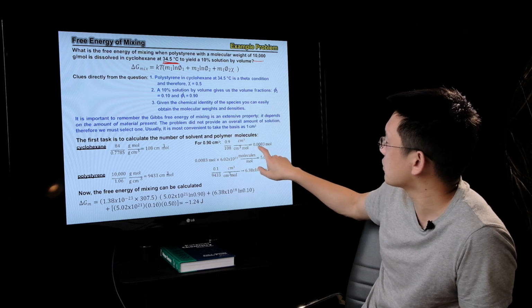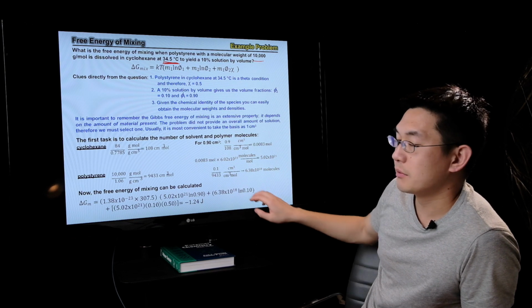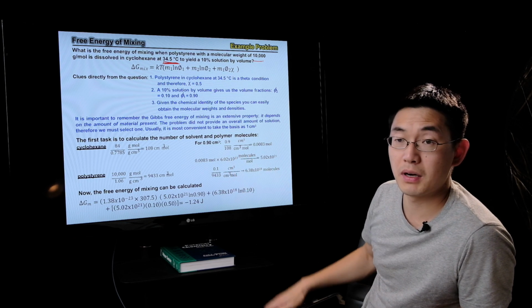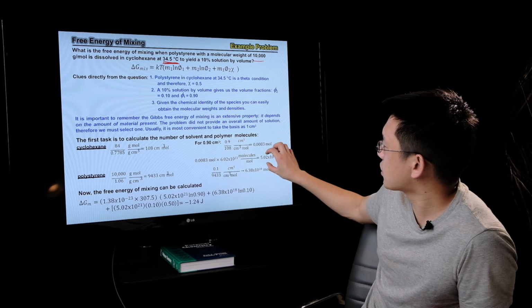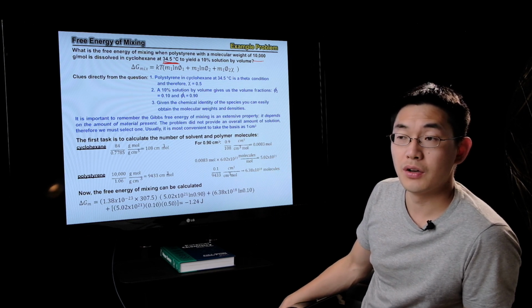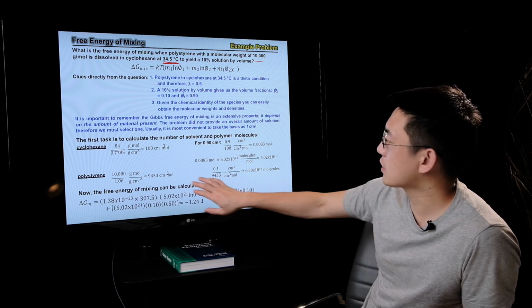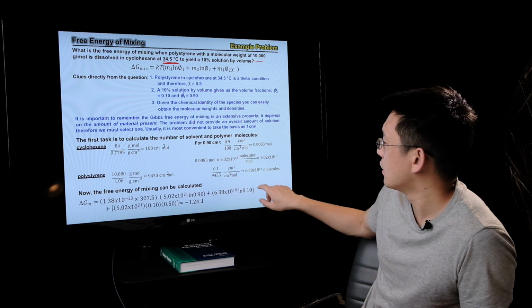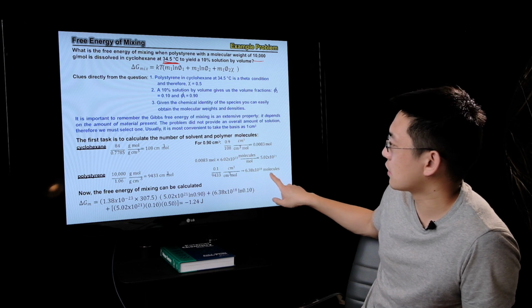We have 0.0083 mole, multiplied by Avogadro's number, which is 6.02 multiplied by 10 to the power of 23, so we can work out how many molecules there are in that 1 ml solvent mixture. And we can do the same for polystyrene. As you would expect, polystyrene will be much less. This will be equal to this number.